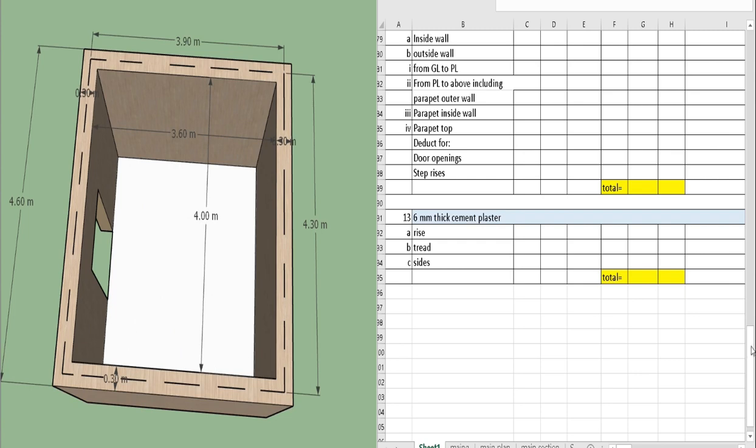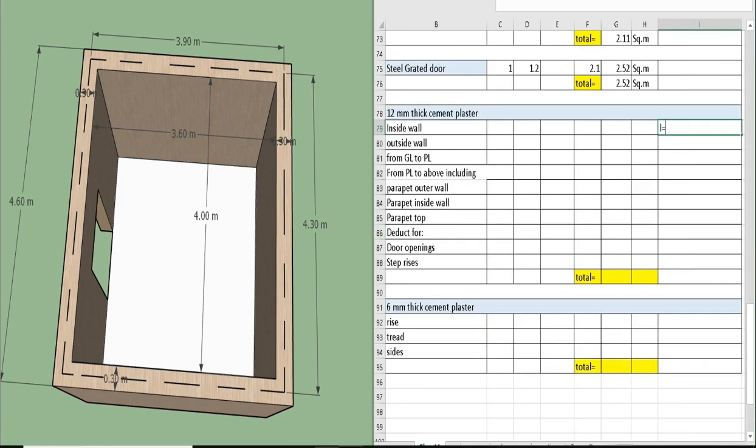Length equals 3.6 plus 4 plus 3.6 plus 4. So our length is 15.2 meter, and we have to do plaster along these sides, so we don't consider width, we have to consider its height. And we have the number 1, and our height is the superstructure height, that is 3.1 meter. And our total quantity is 47.12, and the unit is meter square.